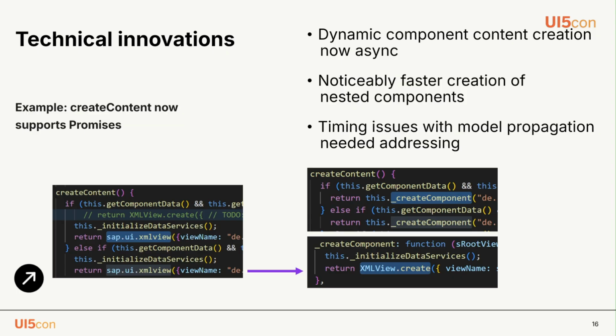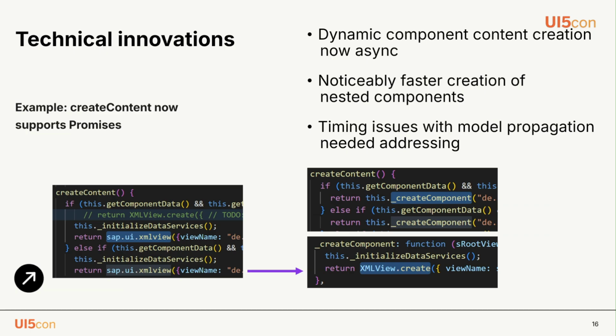Let's instead move on to the technical innovations. And one example here is the creation of component content. I already said we're using a lot of nested components in our application. And I did a talk on this topic in 2022 at UI5Con, where I presented how we are using the same component in different instances for different purposes. So basically, we need to dynamically create the content for this component, and that means creating the root view for the component dynamically at runtime.